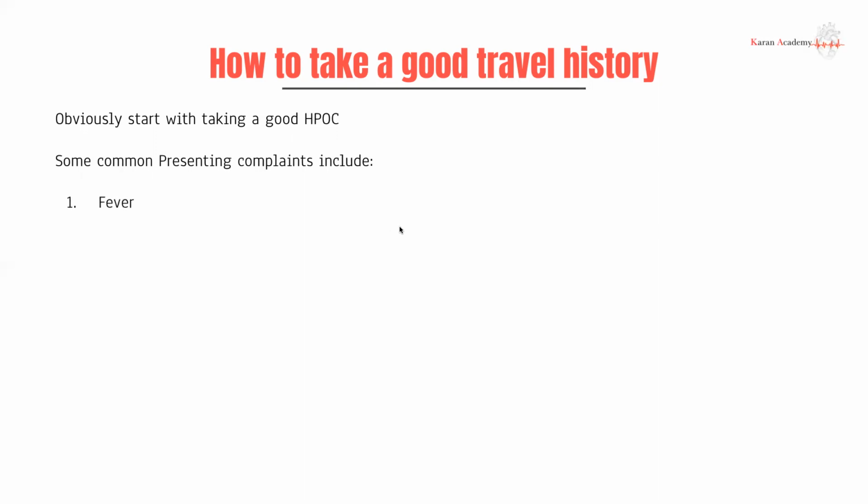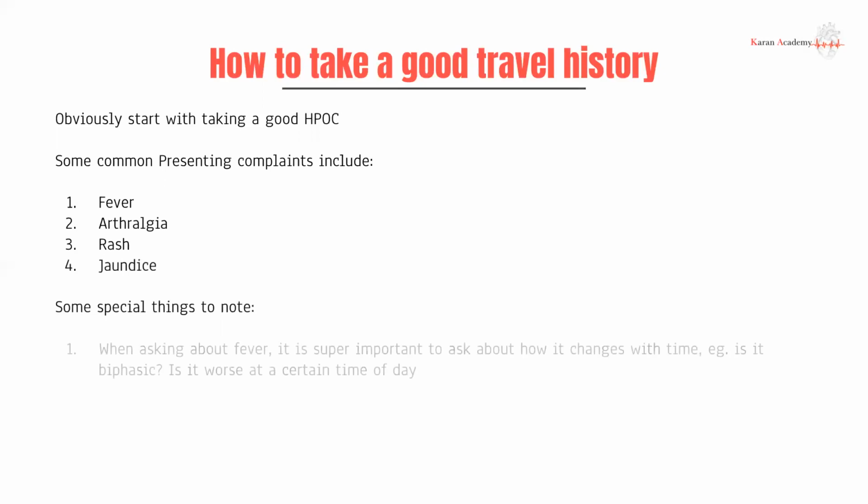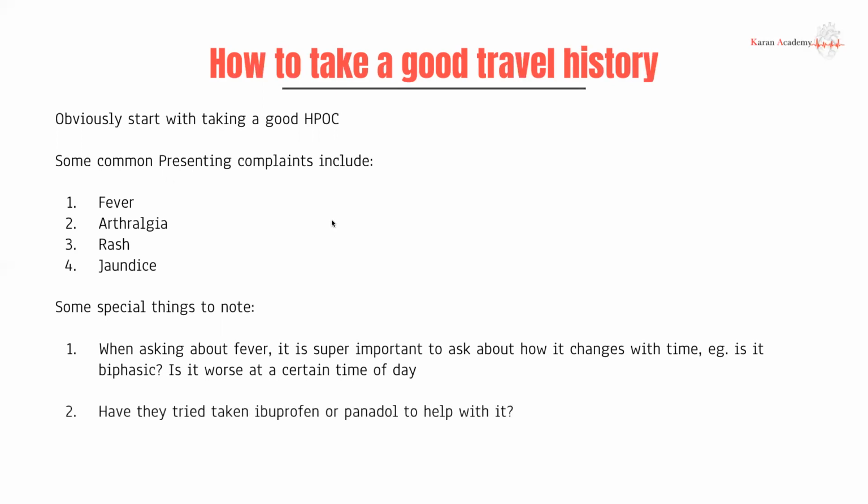Some common presentations that may require you to take a travel history include things like fever, joint pain, a new rash, jaundice. And then some special things to note if they have a fever: you want to ask them the pattern of the fever, how it changes. Is it a biphasic fever? Because certain malarias can present with biphasic and triphasic fevers. And have they tried taking ibuprofen or other things in the past, and has that helped?